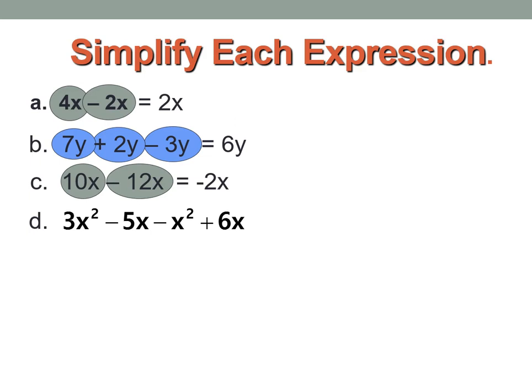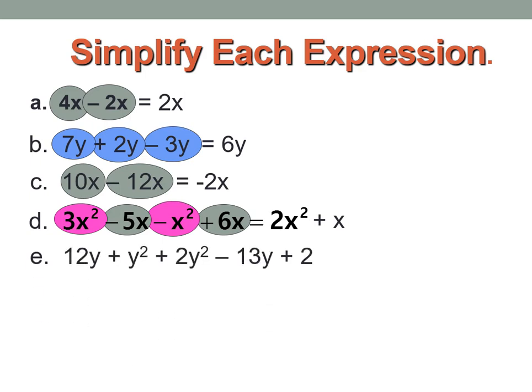And here we're getting a little more complicated. I'm going to use colors to figure this out. I've got some x squareds. I got a 3x squared minus x squared. So I put those together. That's 2x squared. 3 minus 1 would get me 2. Then I have a negative 5 and a plus 6. I put those together and I have an x. So I simplify that to 2x squared plus x.